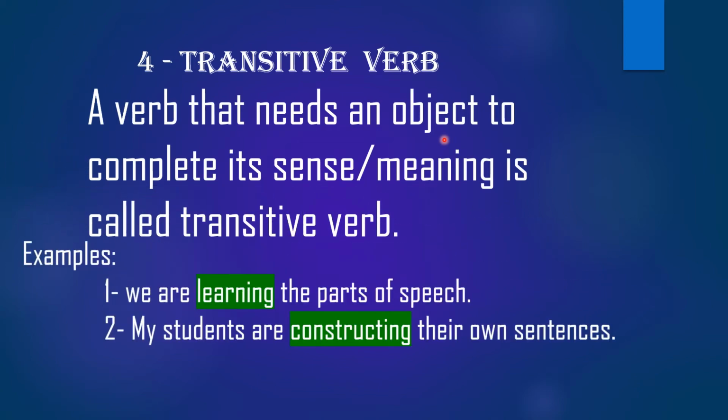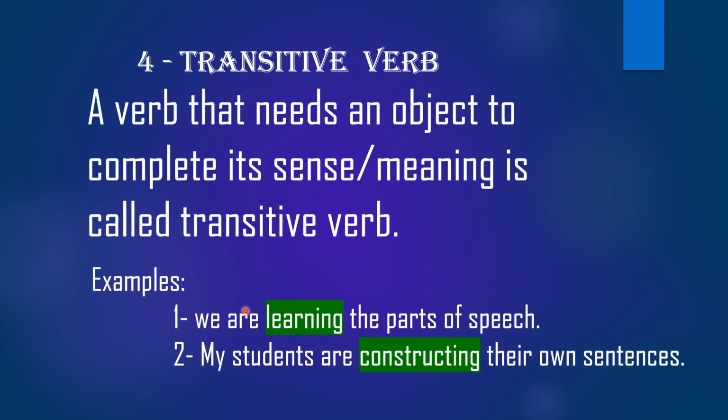You may see examples. We are learning the parts of speech. In this sentence, learning is a verb, and here it is a transitive verb. Why are we calling it a transitive verb? Because we have the object, the remaining part, the parts of speech is our object, and here this verb is known as transitive verb. See the second example.